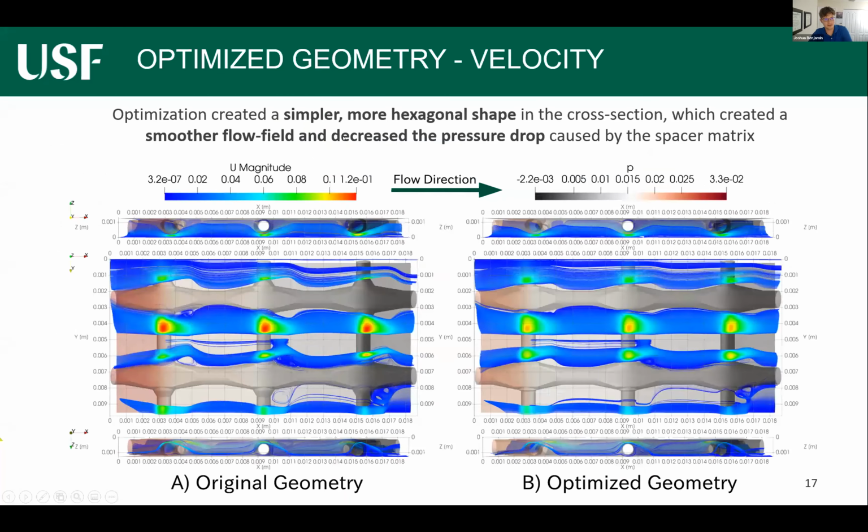What this really does to the velocity fields is, like I said, it made a simpler, more hexagonal shape, which created a smoother flow field and decreased the pressure drop that was caused by the spacer matrix. You can see in these graphics right here, where it creates more of a high velocity and high pressure drop section in the original geometry. But since you don't have those slope sections in that area, it doesn't have as high a velocity, and it also equalizes the pressure a bit more.